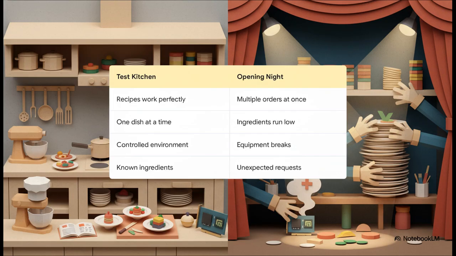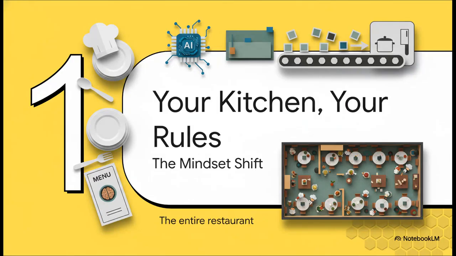But production? That's opening night. You're getting slammed with orders, the GPU memory is starting to run low, and users are sending you curveballs you never, ever saw coming. The model itself hasn't changed, but the system you build around it is what will decide if you succeed or fail. And that right there brings us to a really crucial mindset shift.